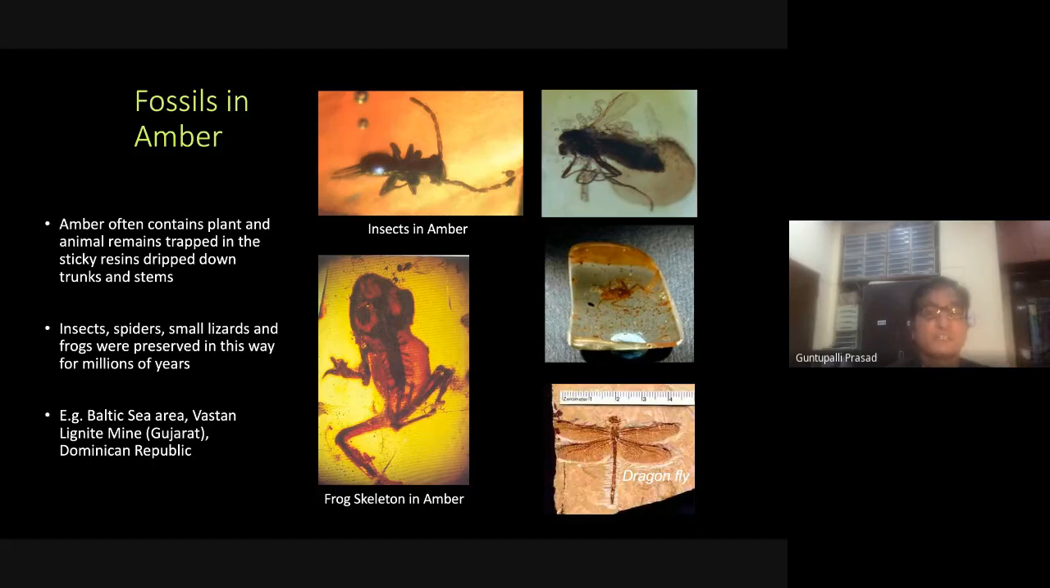And so we have several such animals like spiders, lizards, frogs, and insects, and many of them are found, mostly in the southern part of Europe, in the Baltic Sea area. And in India, we have a place called Vastan. Vastan is a lignite mine, and here you can find a lot of resin within the lignite. This resin contains many species. In fact, recently about 50 species of arthropods have been reported from this resin.